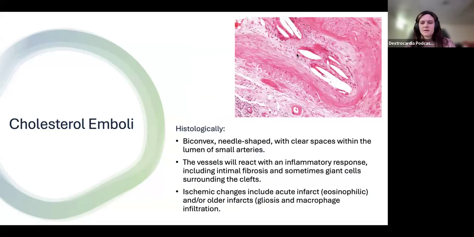Histologically, you can see biconcave needle-shaped spaces within the lumen of small arteries. The vessels will react with an inflammatory response, so there's intimal fibrosis, and giant cells can surround the clefts as well. Ischemic changes are due to acute infarct and are more eosinophilic, versus old infarcts, which will have gliosis, that scarring, and macrophage infiltration.